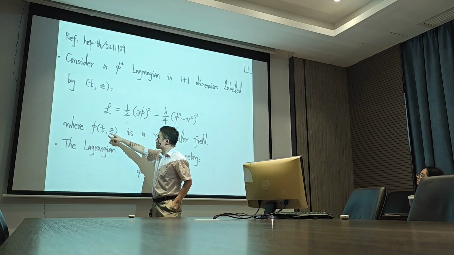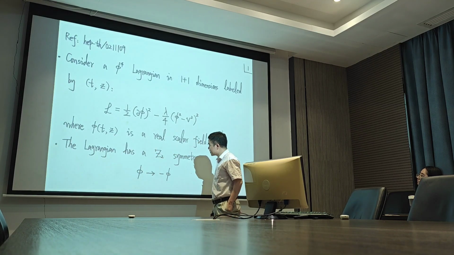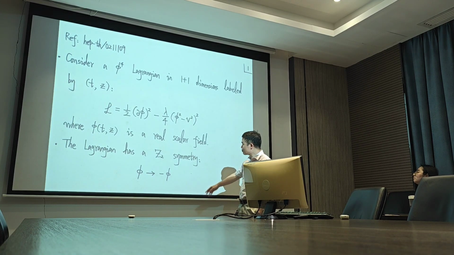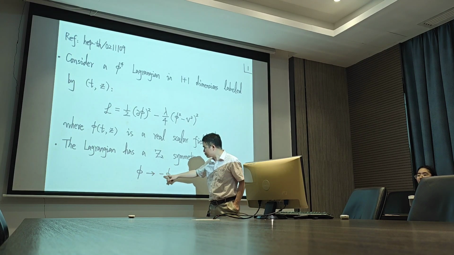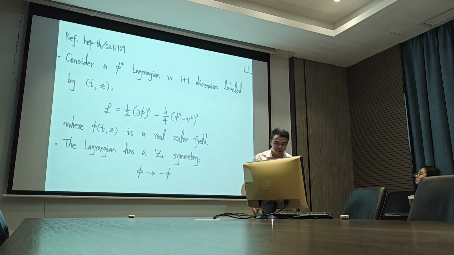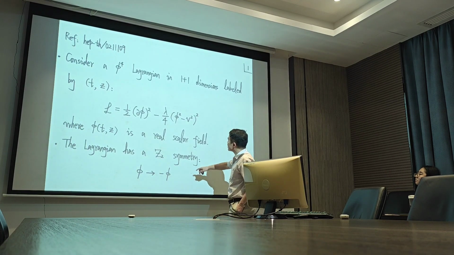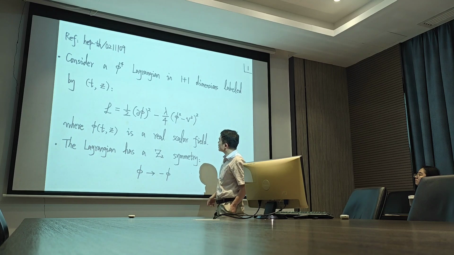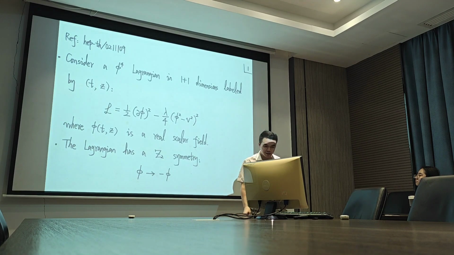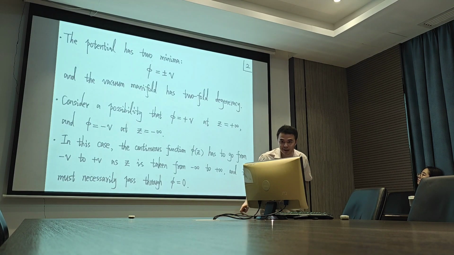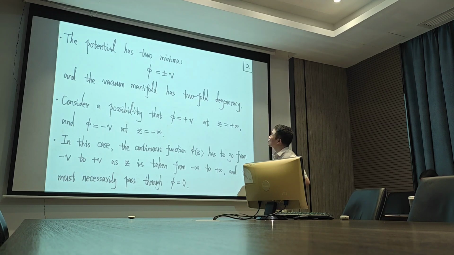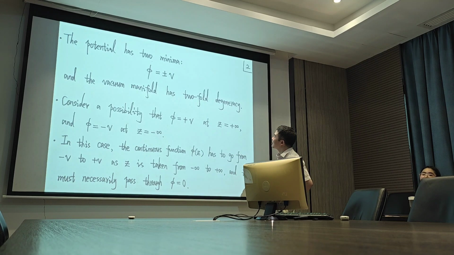This is the scalar field, a real scalar field. This Lagrangian has a Z2 symmetry, phi to minus phi. It's easy to see because it only has even-order terms. And the potential has two degenerate minima, phi equals plus v or minus v. And the vacuum manifold is two-fold degenerate.